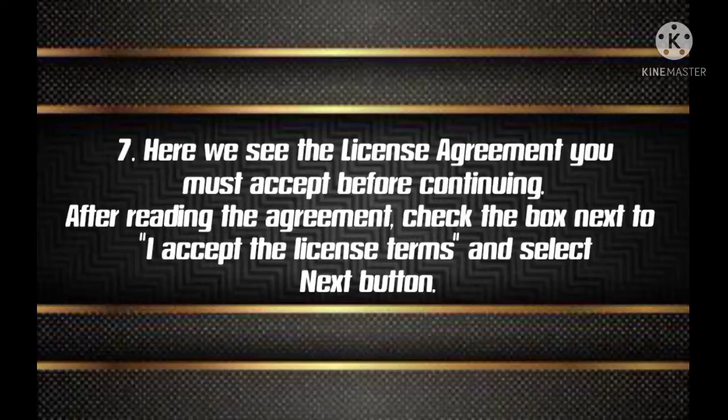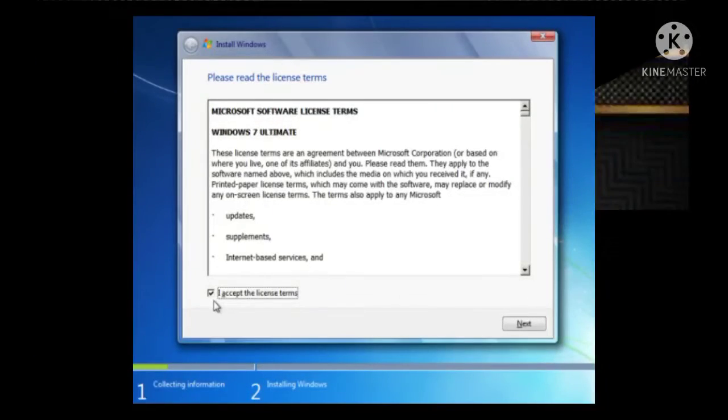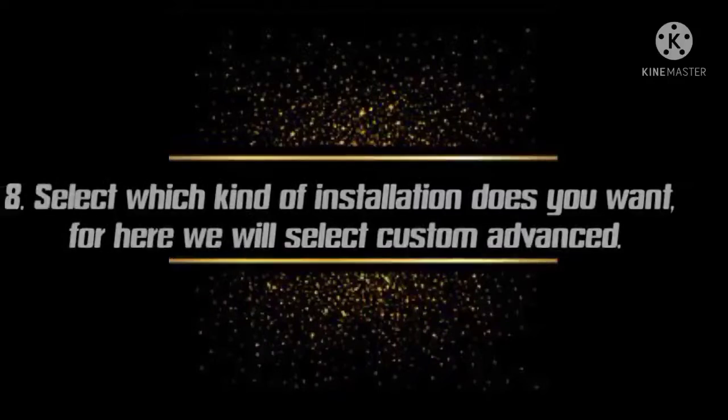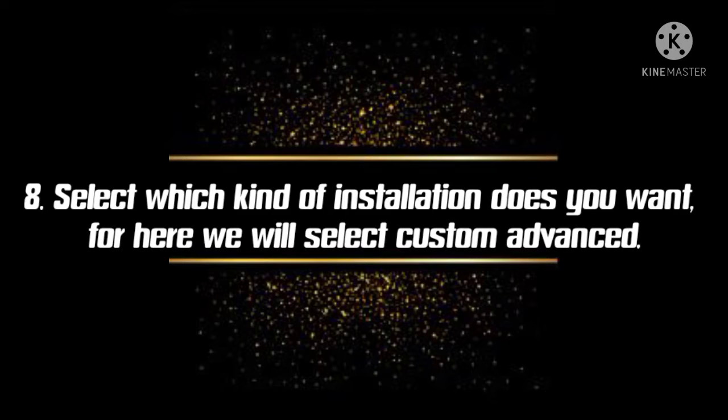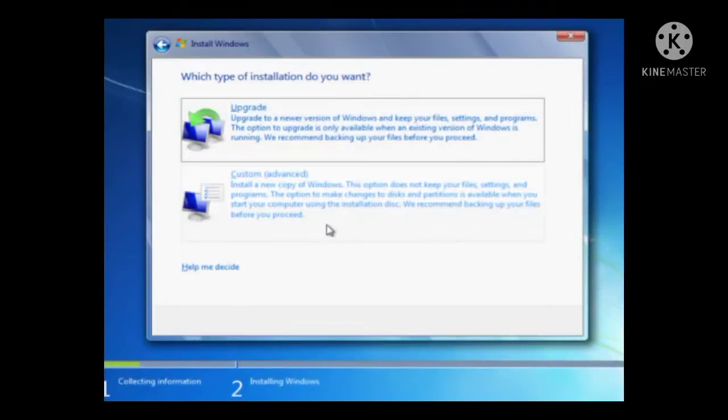Next step, here we see the license agreement you must accept before continuing. After reading the agreement, check the box next to "I accept the license terms" and select the Next button. Next step is to select which kind of installation you want. Here, we will select Custom Advanced. So see the photo attached in the next slide.